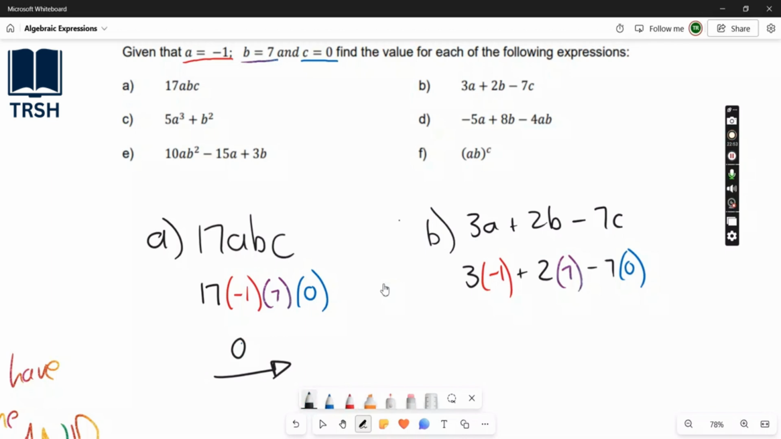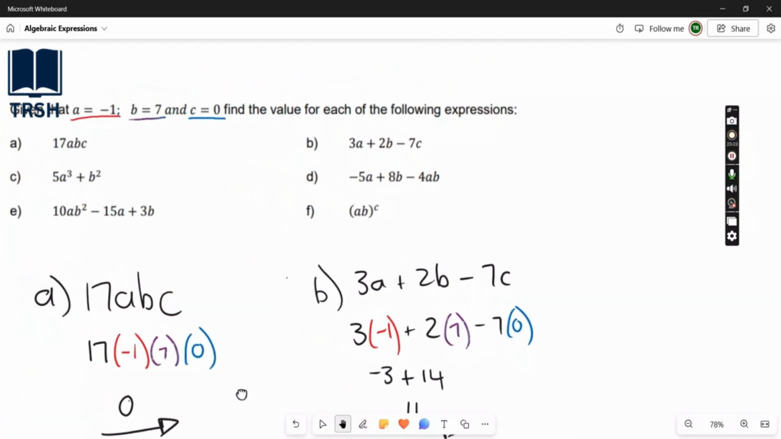So if we say 3 multiplied by -1, this will give us -3, plus 2 multiplied by 7 is 14, and then 7 times 0 will give us 0. Then we can just simply say -3 plus 14, and that will give us +11. So that will give us 11, and that is our answer. Next one is C.